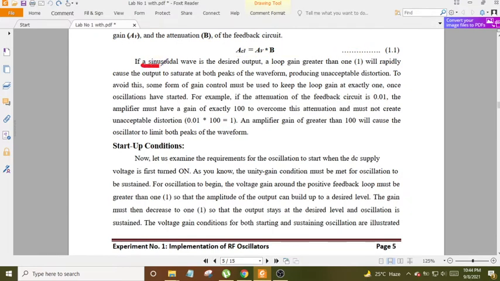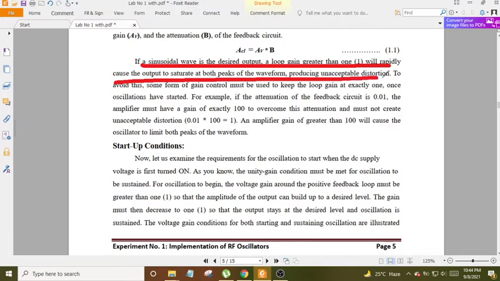A sinusoidal wave is the desired output. A loop gain greater than 1 will rapidly cause the output to saturate at both peaks of the waveform, producing unacceptable distortion. To avoid this, some form of gain control must be used to keep the loop gain at exactly 1 once oscillations have started.